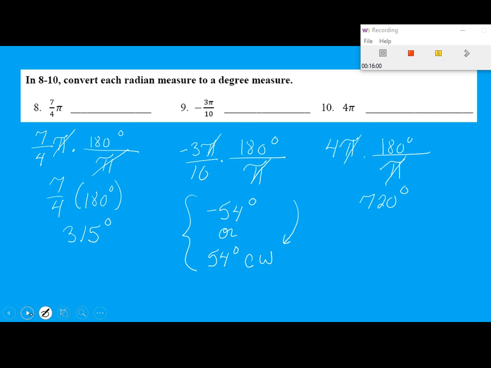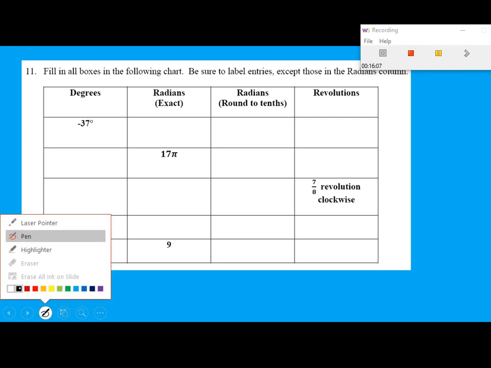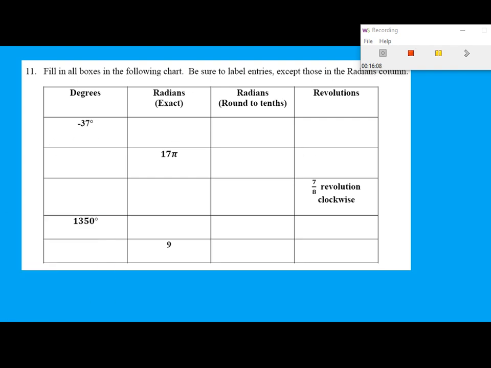Now, what we did in class, guys, is I turned your classmates loose on number 11. So what I'll do here is I'll walk you through this first one. If you'd like to hit pause on the video and make sure you could get the other answers, you sure can. But your classmates did extremely well on them. So here's your number 1 here. I'm going to take negative 37 degrees, turn it to radians. So I'm going to do that over here. So I've got negative 37 degrees.